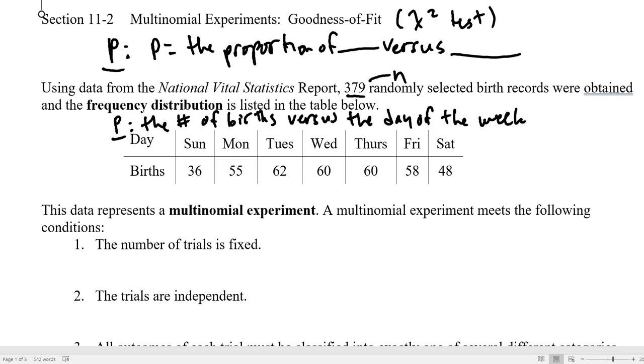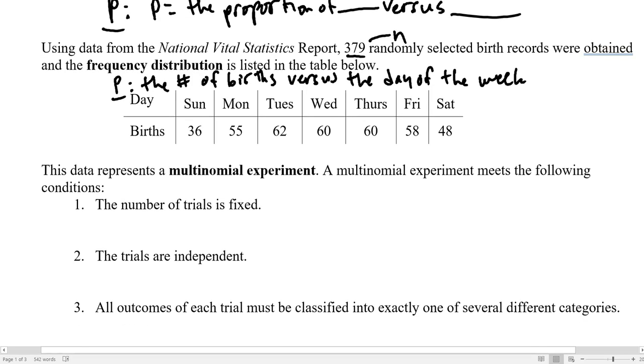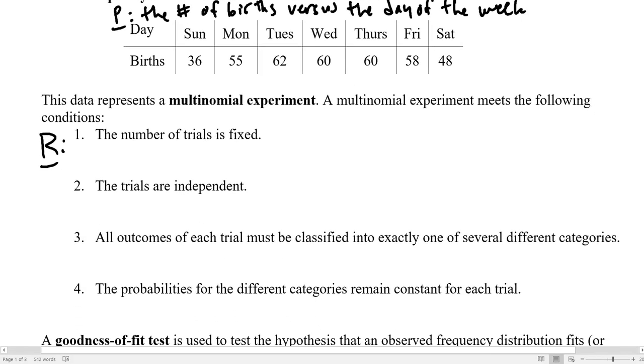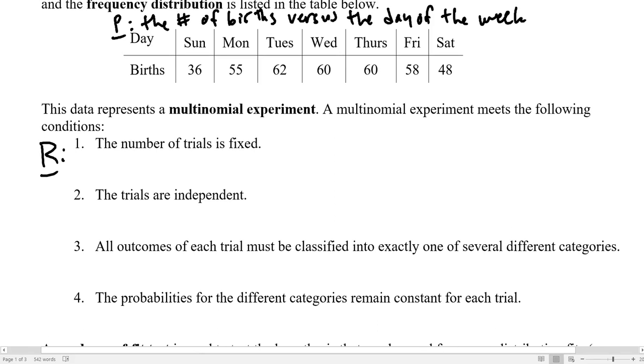All right, so what are the requirements for this? Well, we need to have basically the requirements for a proportion. The trials must be a fixed number of trials. Okay, the trials are independent. They must be only put into several categories. So Sunday, Monday, Tuesday, Wednesday.